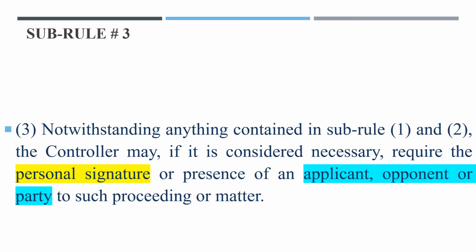Now sub rule 3. Notwithstanding anything contained in sub rule 1 and 2, the controller may, if it is considered necessary, require the personal signature or presence of an applicant, opponent or party to such proceeding or matter. That means sub rule 3 says, notwithstanding anything contained in sub rule 1 and 2, the controller may, if the controller thinks that it is necessary, require the personal signature or presence of an applicant, opponent or party to such proceeding or matter. That means for the proceeding of the matter, the personal signature or the presence of an applicant, opponent or party is required.